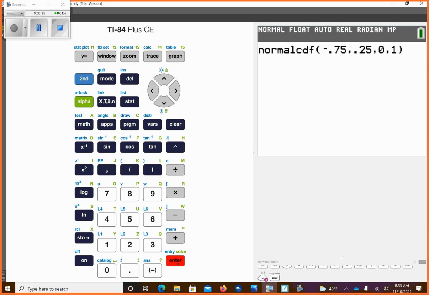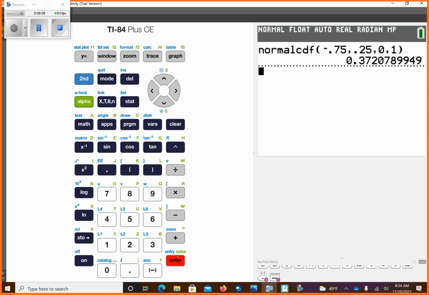So if I do this and I hit enter, right there, you're talking about from negative 0.75 standard deviations to the left, all the way up to 0.25 standard deviations to the right. The area of that region is 0.37, or 37% of the area under the curve falls between negative 0.75 and 0.25. Okay?